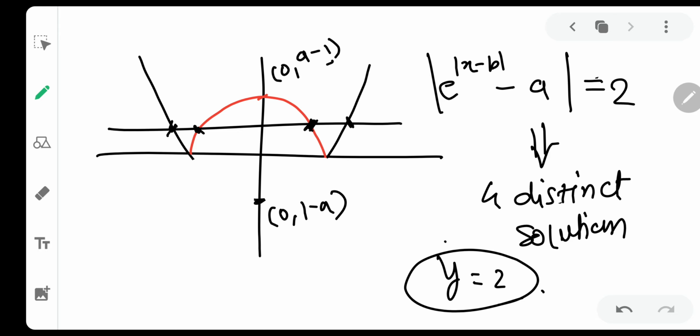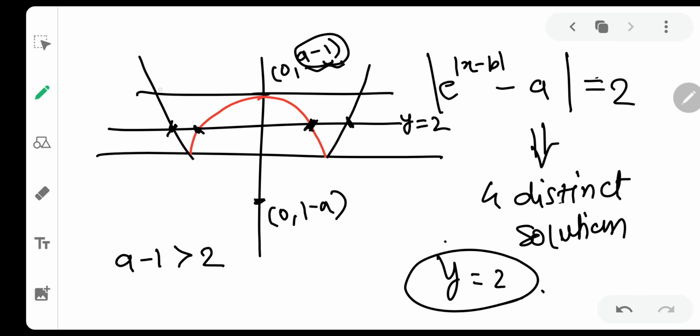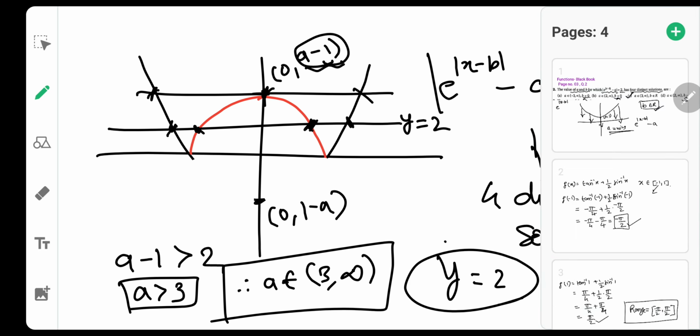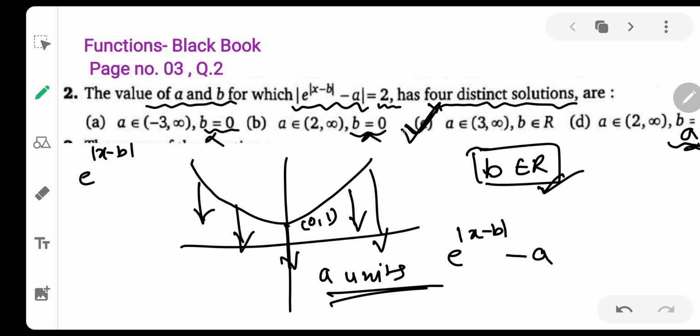It means this a minus 1, this is, let us say, y equal to 2. This a minus 1 has to be always greater than 2. A minus 1 should always lie above 2, but it cannot be equal to 2. If it is equal to 2, what will happen? 1, 2, 3 solutions will be there. So it cannot be equal to 2. So a greater than 3. Therefore, a belongs to 3 to infinity is our correct option. Let us go back to the options. So a belongs to 3 to infinity and b belongs to any real number is the correct option.